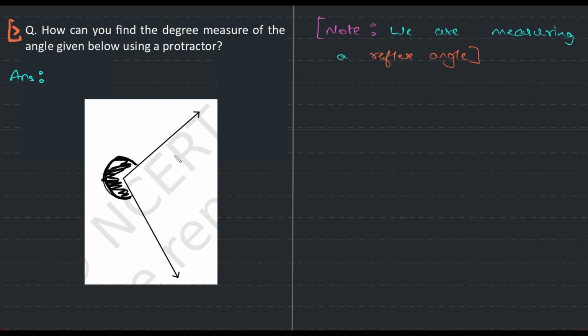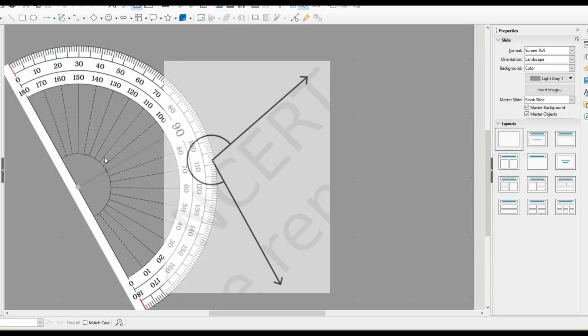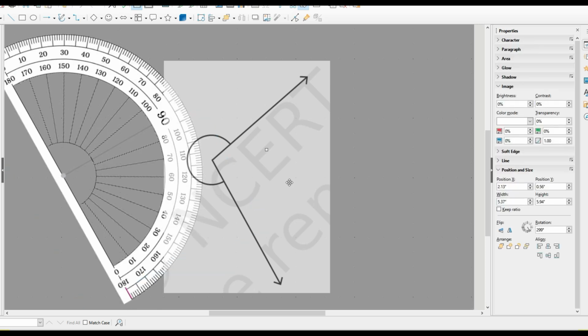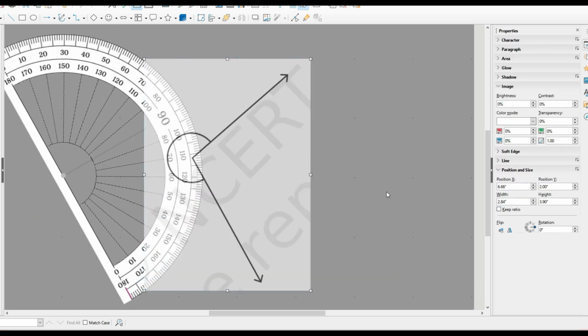So how do you measure a reflex angle? How do we measure a reflex angle, that too using a protractor, which is a semicircle? If you have the entire circle, then it's an easy task. But using a semicircular protractor, how do we do that? Basically, using this, we need to measure this. So the question is how to do that.